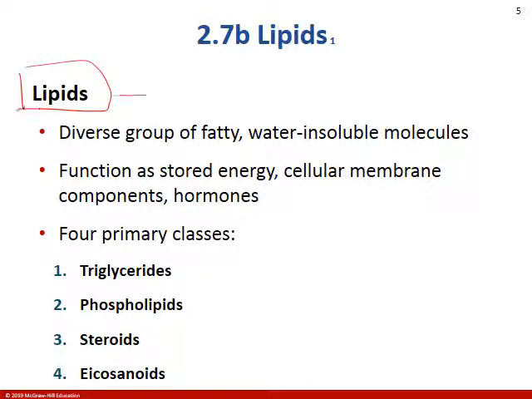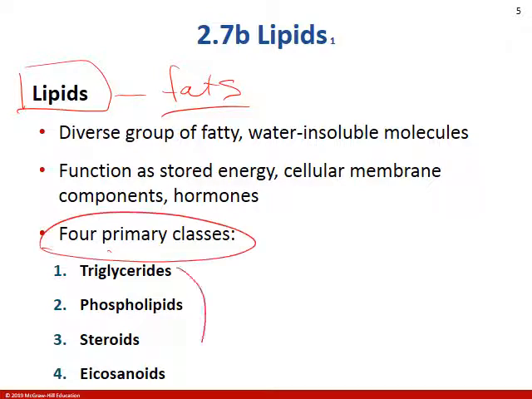First macromolecule: lipids. Basically we should be thinking fats. We're going to talk about these 4 primary classes. You should know each one of these and just have a general idea, like one statement about what function they serve in the body.